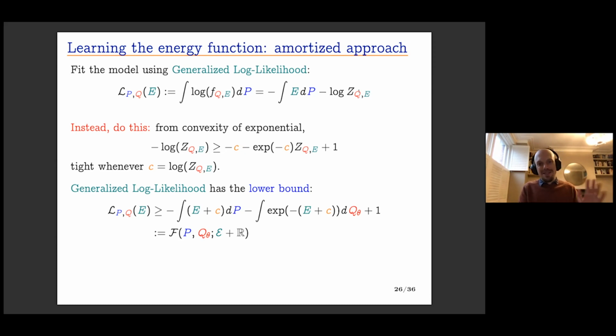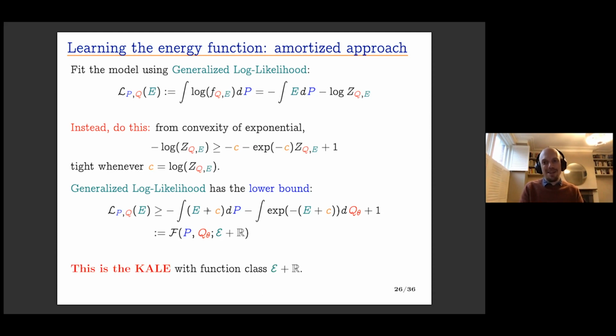Okay, so this is how we learn the energy function in a much lower variance and more reliable way than we would if we were naive about learning the energy function using the generalized log likelihood. Okay, and so now comes the grand reveal for the talk, which is that this generalized log likelihood using this E plus C formulation is the KALE.